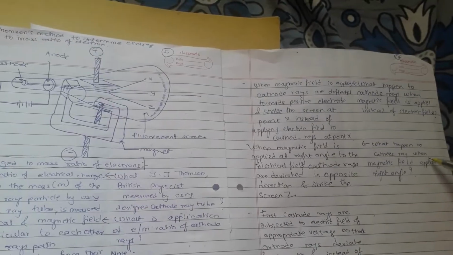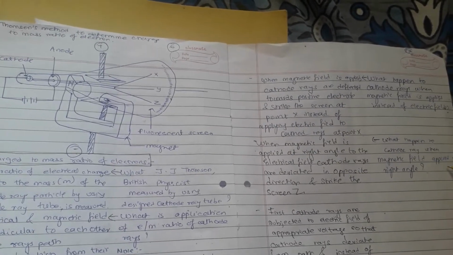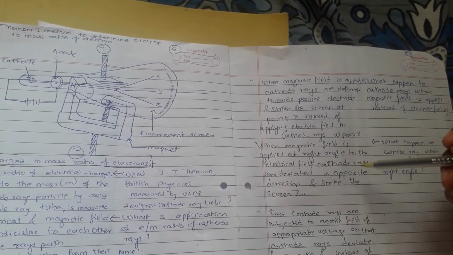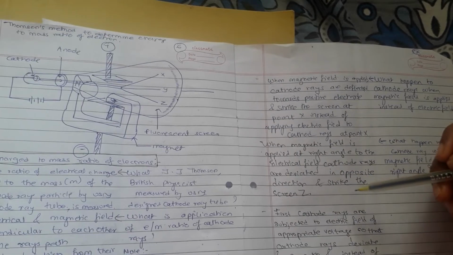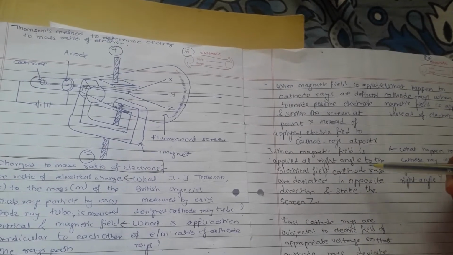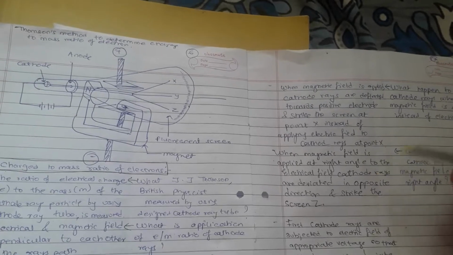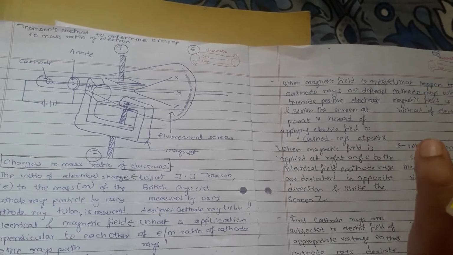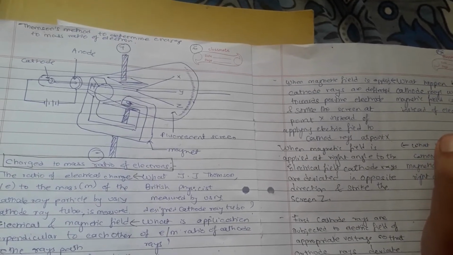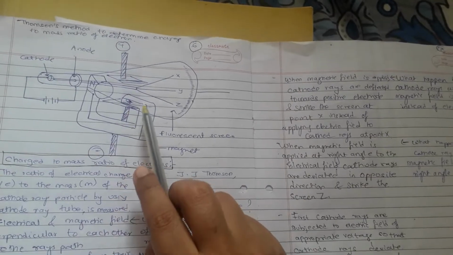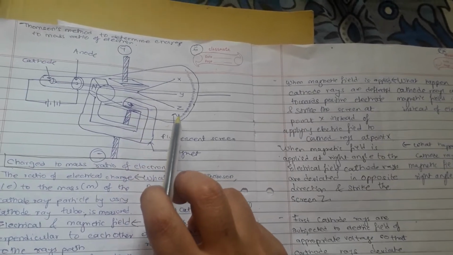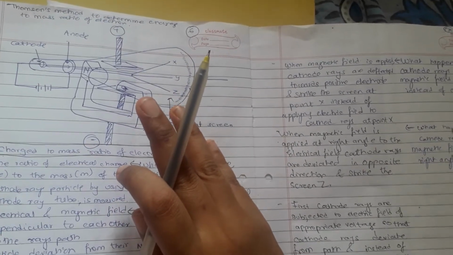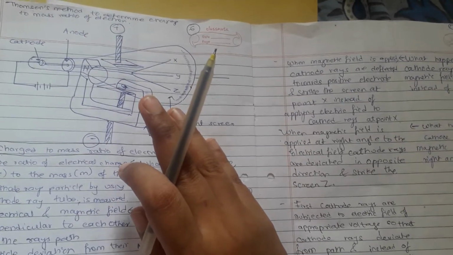Now what happened to cathode ray when magnetic field is applied at right angle? When magnetic field is applied at right angle to the electrical field, cathode rays are deviated in opposite direction and strike the screen at Z. Whenever magnetic field is applied such that it is at right angle to the electrical field, cathode ray will deviate from a straight line path and strike the screen at Z. Means magnetic field and electric field both are there, but they are at right angle to each other.